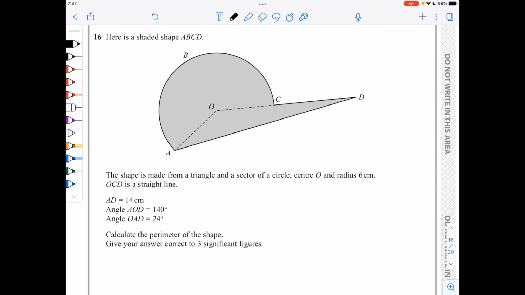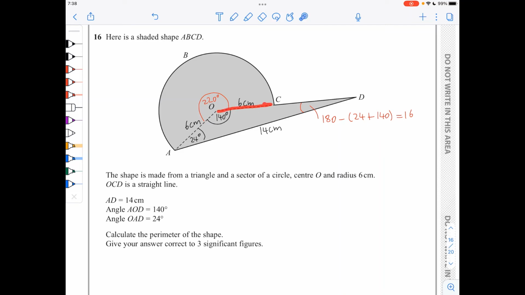In question 16, we're being given shape ABCD, and it's a triangle and a sector of a circle, radius 6 centimeters. So we know that this is 6 centimeters here. Now AD is 14 centimeters, so this is 14 centimeters here, and angle AOD is 140 degrees, and we're also being told that OAD is 24 degrees. We can immediately find angle ODA simply by doing 180 minus (24 plus 140), and this gives an answer of 16. And we also know that this angle here is 220 because angles at a point add up to 360.